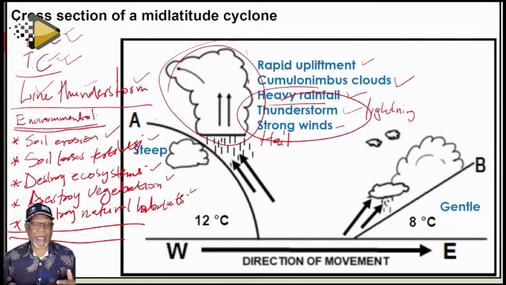You cannot say line thunderstorm. Make sure that the water is full. There is nitrogen fixation. That is positive impacts. Be careful what the question wants and only respond to what is being assessed.